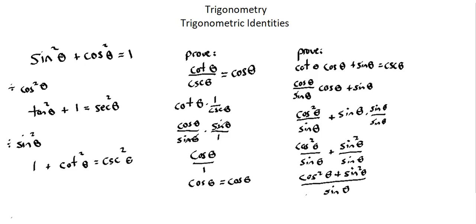And now I'll use my Pythagorean identity. Cosine of angle squared plus sine of angle squared is 1. Thus, this is the same as 1 over sine of angle, which is the same as cosecant of angle. And looking at the original equation, the right-hand side of the equation is cosecant of angle. So we've proven the original identity given as cotangent of angle times cosine of angle plus sine of angle equals cosecant of angle.